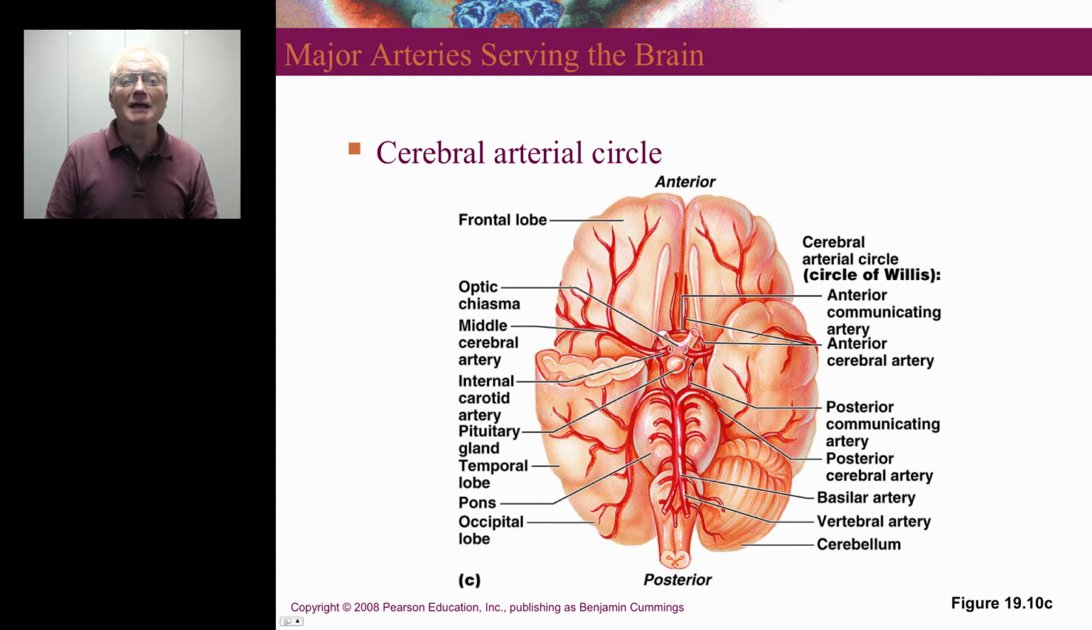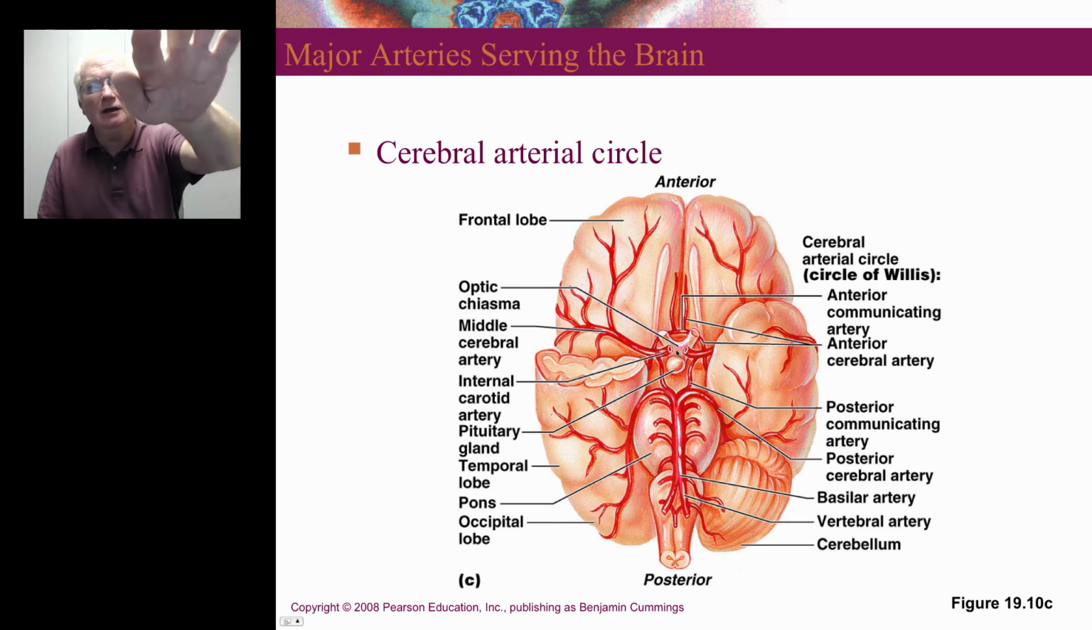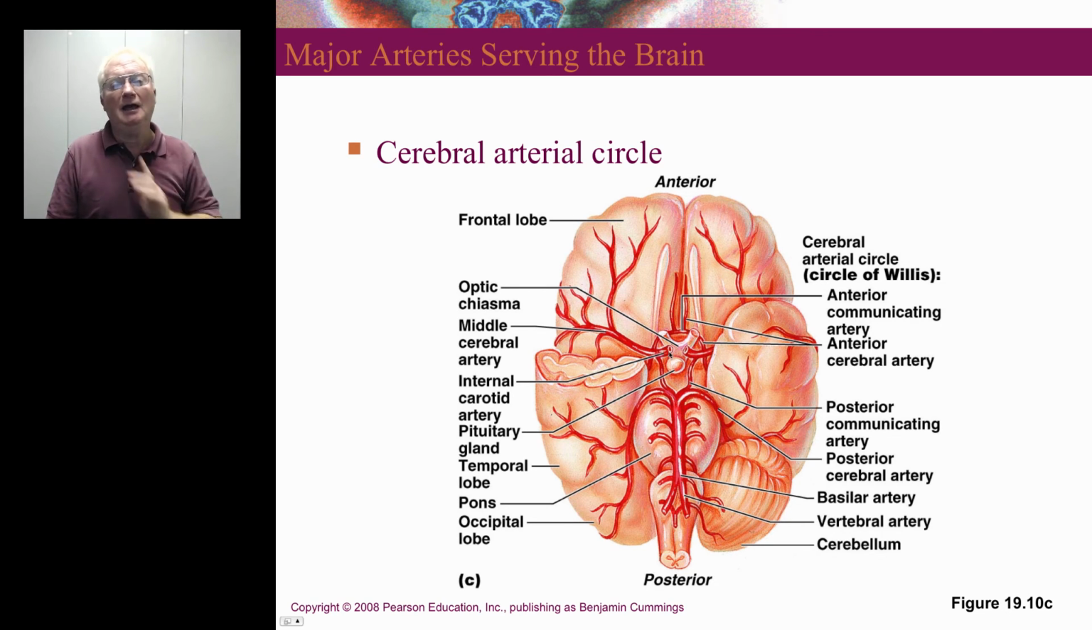Here is the base of the brain showing this anastomosis of 4 arteries. The right and left internal carotid arteries are coming towards the brain, ascending in the neck, and they're the cut stumps here. And then the right and left vertebral arteries come up here, and they come together into one artery at the area of the pons called the basilar artery.